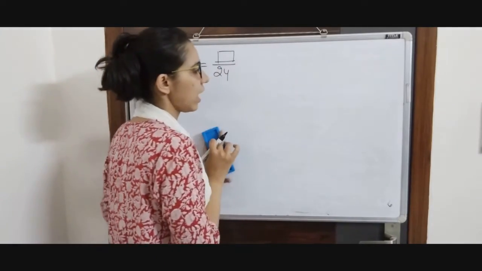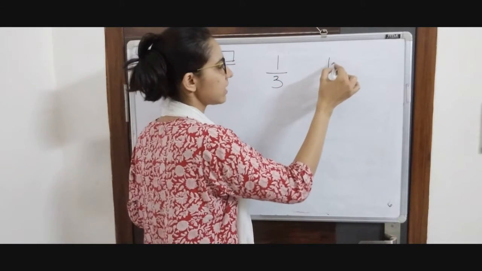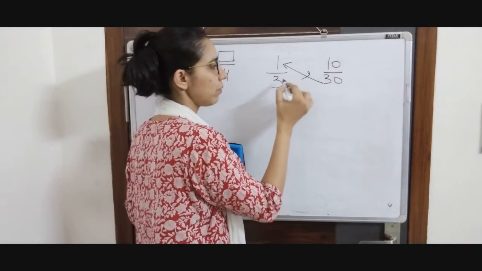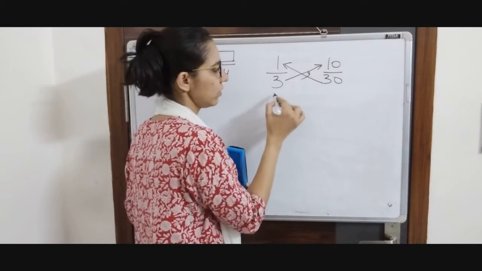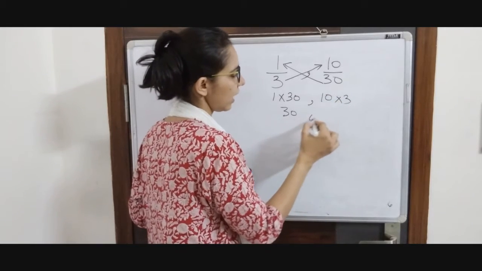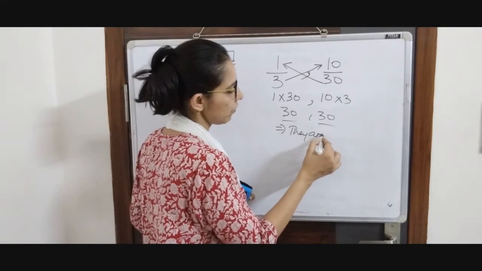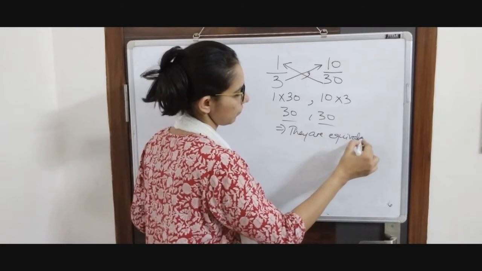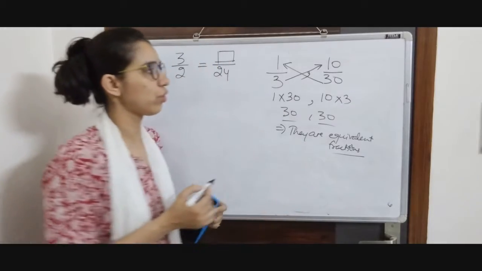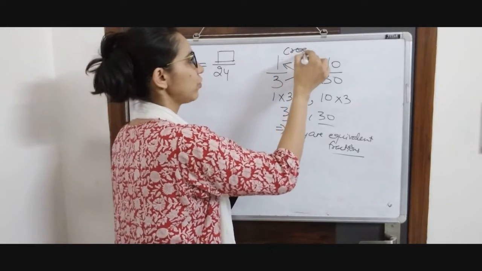Suppose we have 1 by 3 and 10 by 30, and I want to check if they are equivalent. What I will do is multiply this number with this and this number with this. This is going to be 1 into 30, and here this is going to be 10 into 3. So this is 30 and this is 30, both are the same. It means they are equivalent fractions. So this is a way of checking whether fractions are equivalent or not. This is known as cross multiplication.